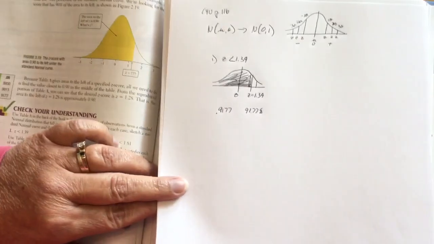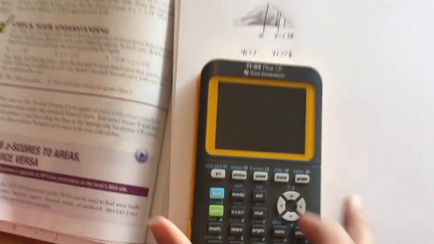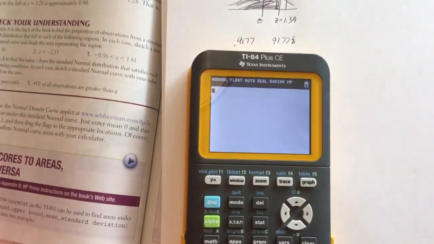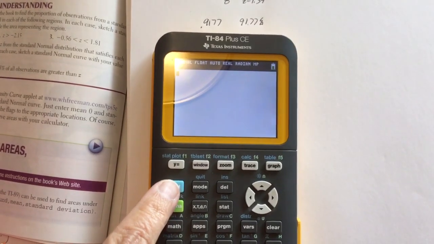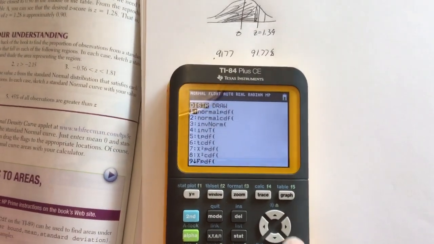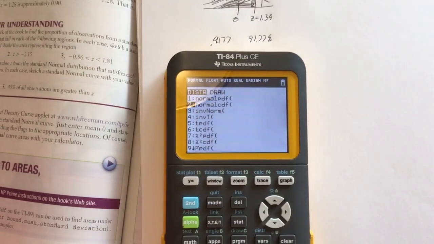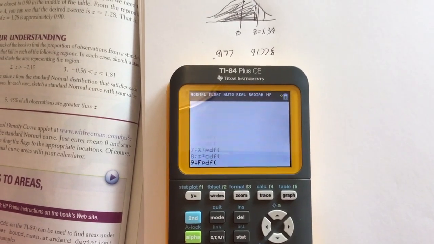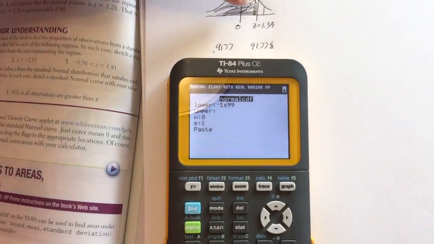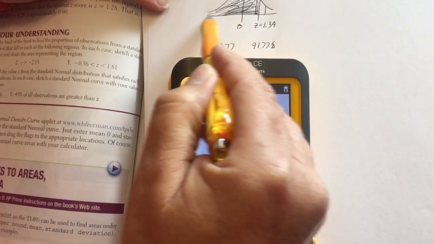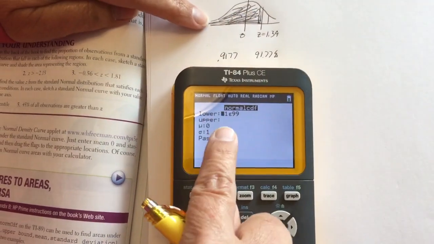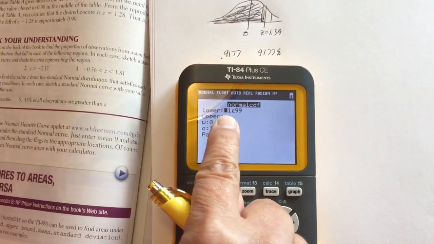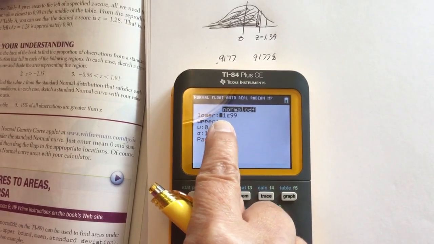Now, I also want to show you how to do it in the calculator, because we're going to be doing it in the calculator. Turn the calculator on. We're going to hit second and then vars. And you've got normalcdf. CDF stands for cumulative. So our lower bound: what is the smallest number that's being shaded? Now, the shading goes on forever. So the smallest number is -1 times 10 to the 99th. That's like the smallest number that we could possibly think of.